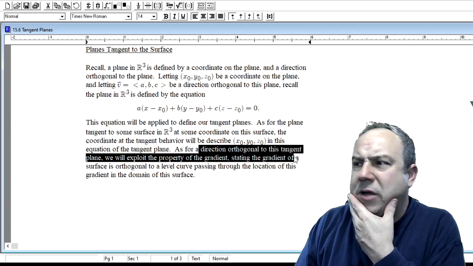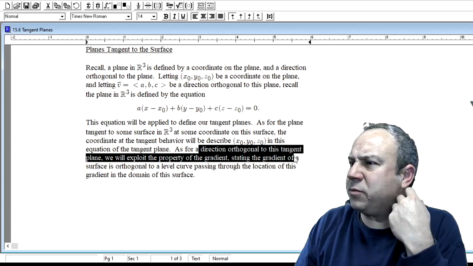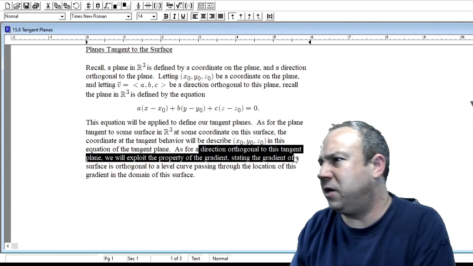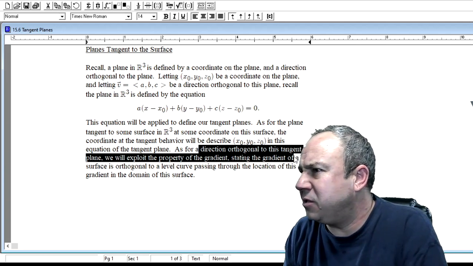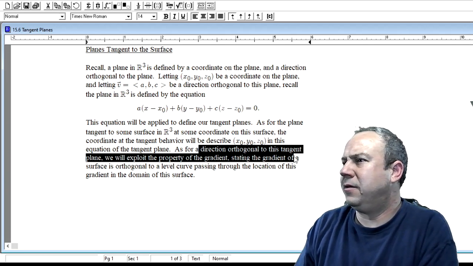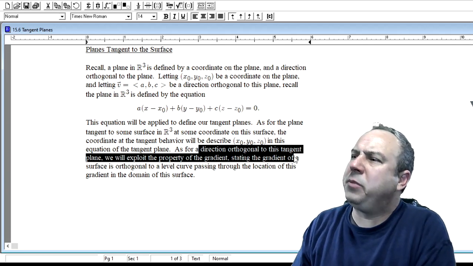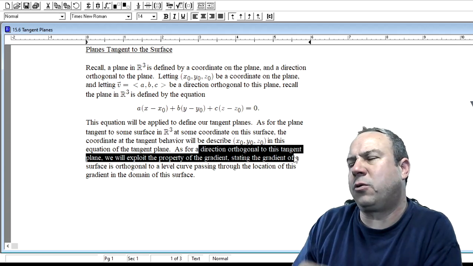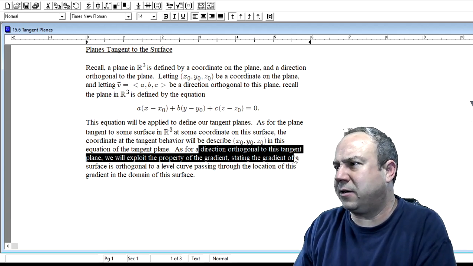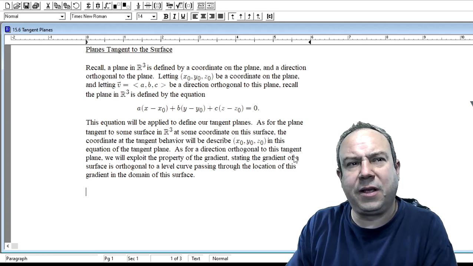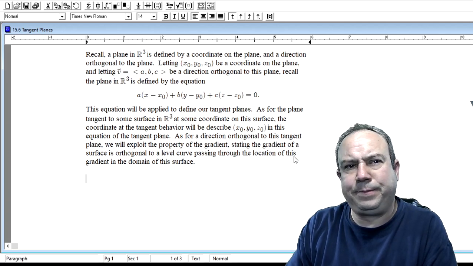With that 4-dimensional hypersurface, we can find the description of the gradient for it, which will exist in 3 dimensions. And at the coordinate of tangency, that gradient is going to be orthogonal to our surface, and thus orthogonal to our tangent plane. And we're going to use that gradient vector.